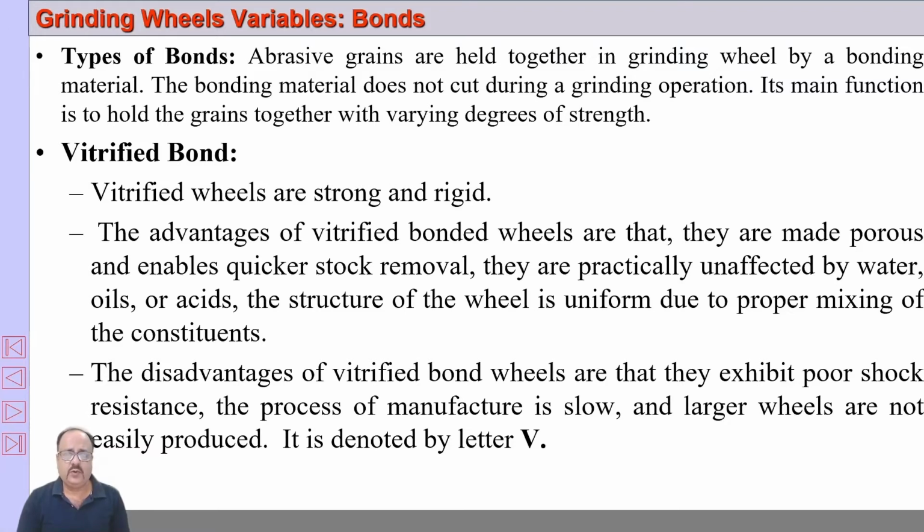A soft strength bond releases the abrasives easily, and a high strength bond holds on to the abrasives, and sometimes hard bonding results in glazing of the wheels. We'll see what glazing of the wheels is in some later slides. So let's start with vitrified bond.